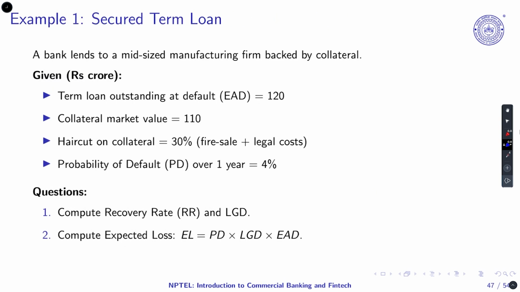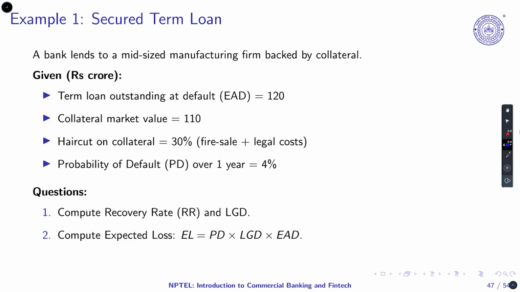Now let's get into some of the important problems that we get. Suppose a bank lends to a mid-sized manufacturing firm backed by collateral. The term loan outstanding at default is rupees 120 crore. Suppose the collateral market value is 110. Haircut on collateral is 30%, right? So fire sale, which means they immediately want to sell, legal cost and all those things will involve 30%. So collateral will have less weightage now.